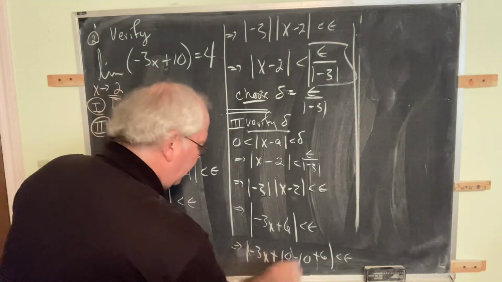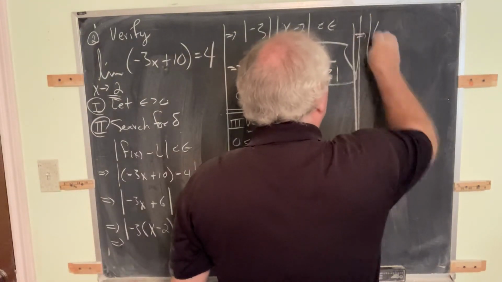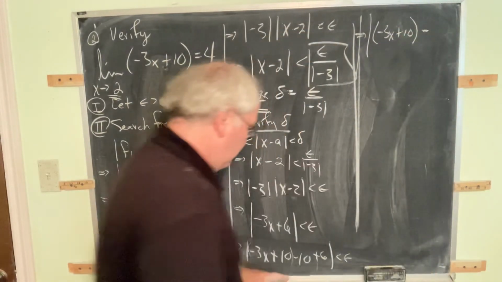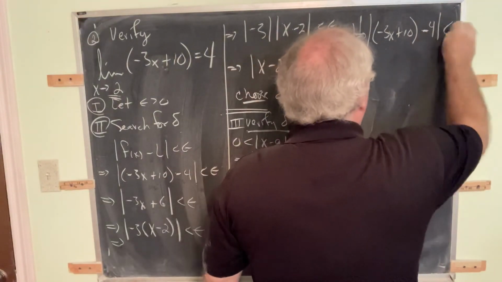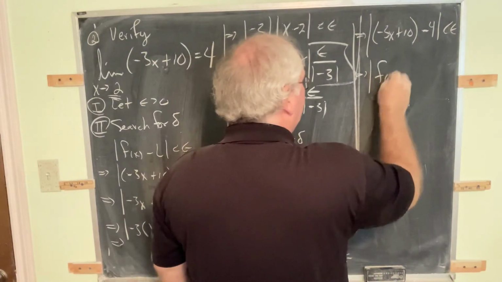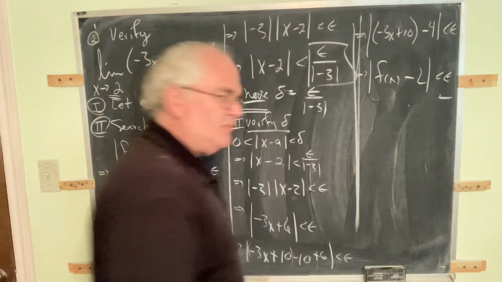But there's my baby. There it is. That's f of x. So this now implies absolute negative 3x plus 10. And what do we have left? Negative 10 plus 6 is negative 4, is less than epsilon. And that is, in fact, exactly the same thing as saying f of x minus L is less than epsilon. And the proof is finished.